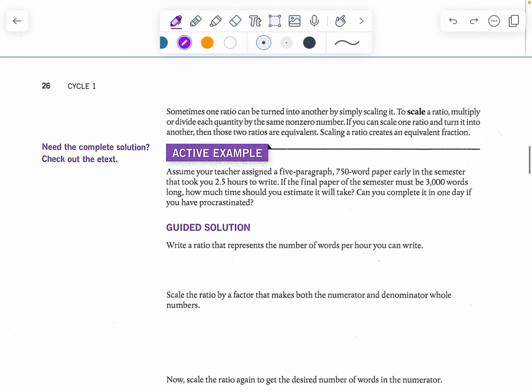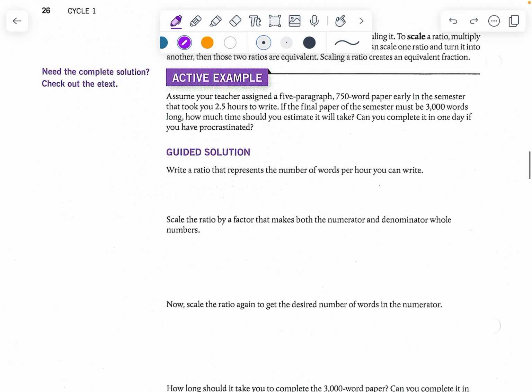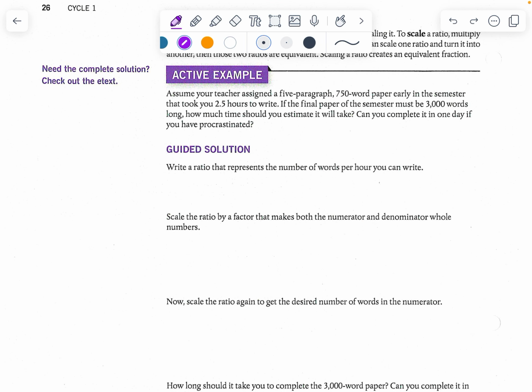So on page 26, we can still think of this as how we're scaling things. So this is going to be similar practice to what we were doing before. Your teacher assigned a 5-paragraph, 750-word paper early in the semester that took you 2.5 hours to write. The final paper of the semester must be 3,000 words long. How much time should you estimate it will take? Can you complete it in 1 day if you've procrastinated? I love the if. That's very generous of them to assume you weren't already.